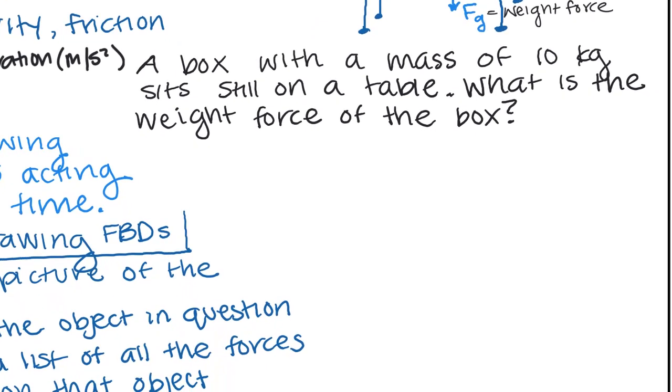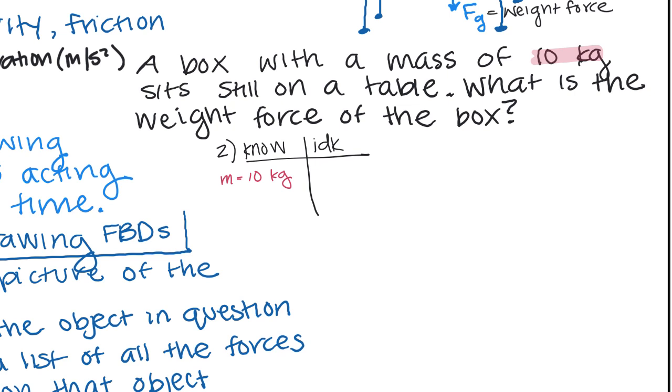All right, so step number 2, again, is to make a T-chart of what we know and what we don't know. And I'm just going to write IDK for don't know. All right, so a box with a mass of 10 kilograms. Right off the bat, it's saying our mass is 10 kilograms. So here's one thing we know, and I'm going to write m for mass is equal to 10 kilograms. Okay, sits still on a table. What is the weight force of the box?